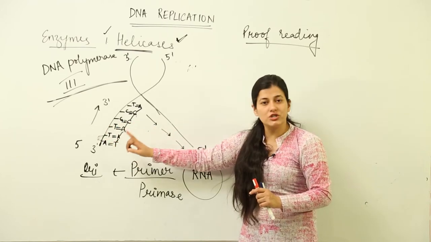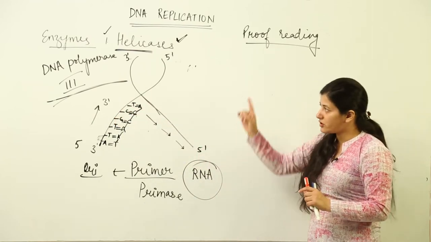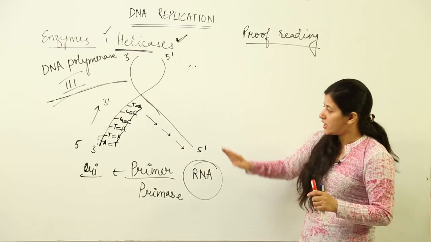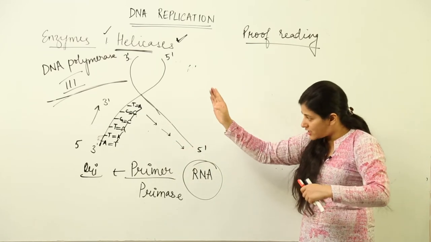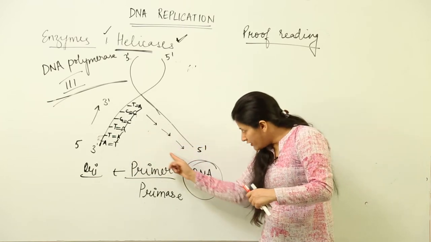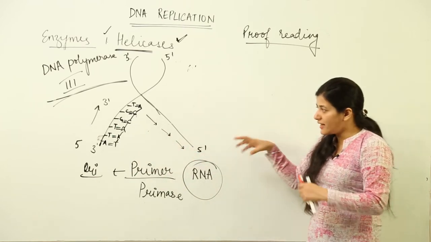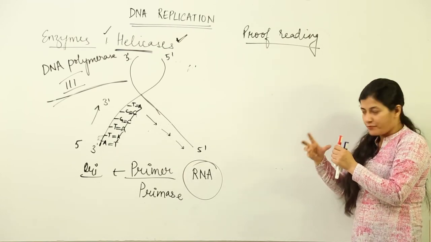The extension is always in the 5-3 direction. It can never be in the opposite direction because the enzyme does not support it. And on the complementary, opposite strand, this replication takes place in the opposite direction. That means one is in this direction, the other one will be in the opposite direction. Why is it done at a specific site? So that the tension is not created in the middle.